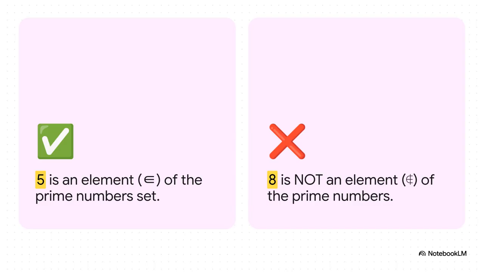Okay, so the crucial thing here is knowing this symbol. It kind of looks like a curvy letter E. This represents an element. If an object is inside your set, it's an element. For example, if our set is prime numbers less than 20, the number 5 is absolutely in that club. We write 5, the element symbol, and then the set name.